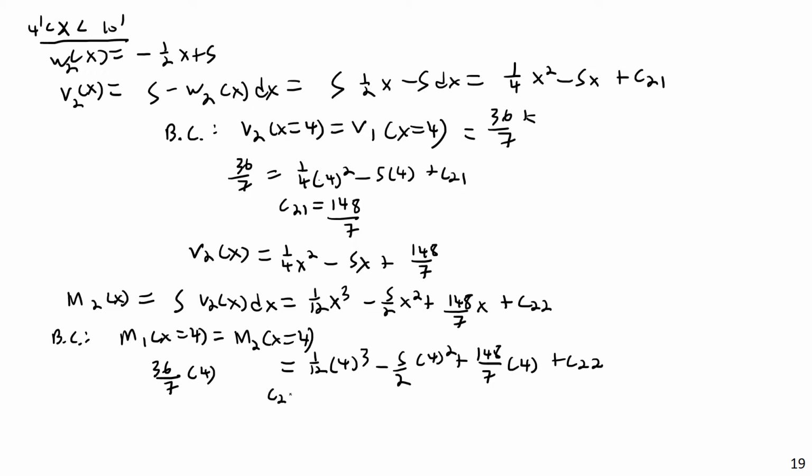And C22 then would be equal to, if I want to do this in exact form, which I am, 1048 over 21. So m2 as a function of x is then going to be equal to 1/12 x to the third minus 5/2 x squared plus 148 over 7 x plus 1048 over 21.